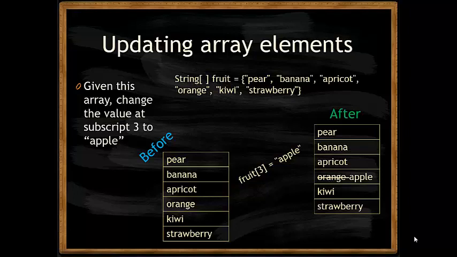We can use the same process to change values in an integer array, a Boolean array, a character array. Any of the arrays can be changed this way. Remember though that arrays are a fixed size, so I cannot add another element to this array. I can only change the values that are in this array.